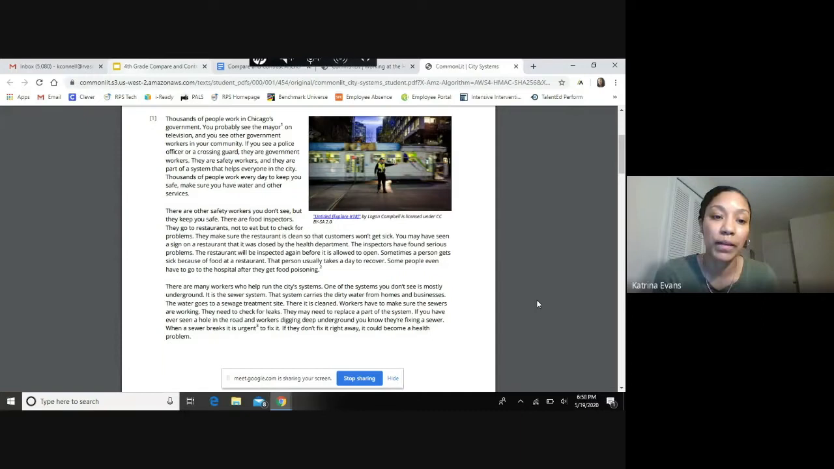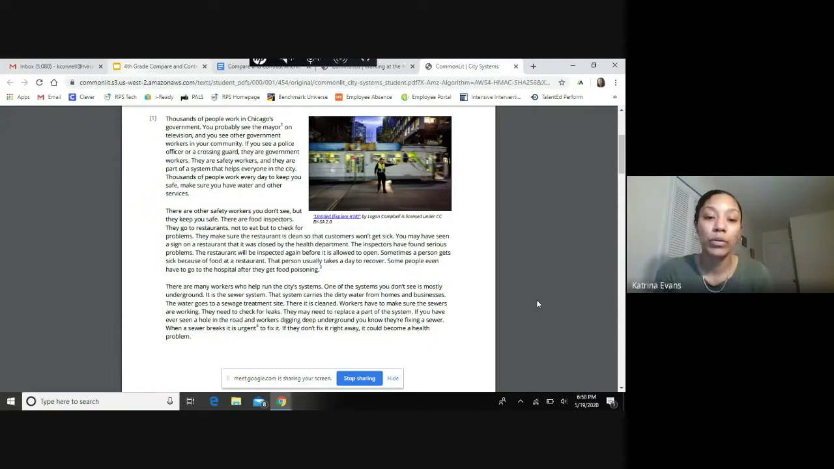There are food inspectors. They go to restaurants, not to eat, but to check for problems. They make sure the restaurant is clean so that customers won't get sick. You may have seen a sign on a restaurant that it was closed by the health department. The inspectors have found serious problems. The restaurant will be inspected again before it is allowed to open. Sometimes a person gets sick because of food at a restaurant. That person usually takes a day to recover. Some people even have to go to the hospital after they get food poisoning.